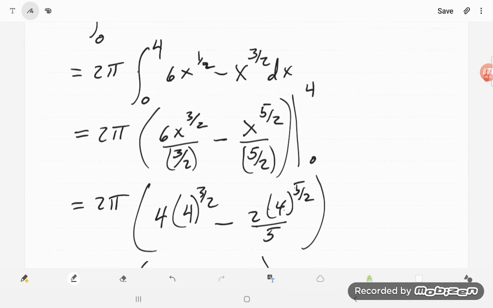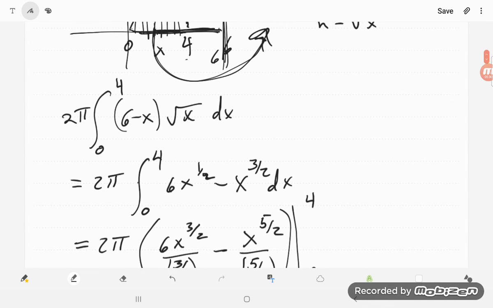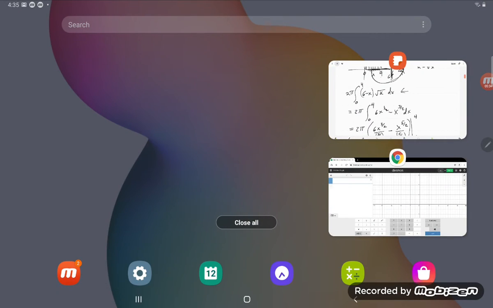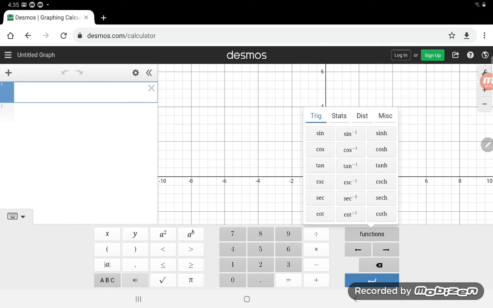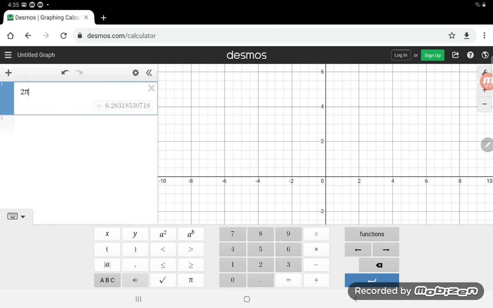We can check that. And we can go back to here and try that in Desmos. So we have an integral. Well, we had 2 pi times the integral, so 2 pi. Now do our integral. And that was from 0 to 4 of, I think we want 2 parentheses here because of the integration. And I think it was 6 minus x, close that, and then times the square root of x. Whoops. Try that again, and then a dx.